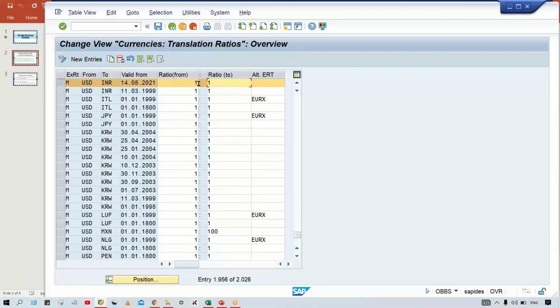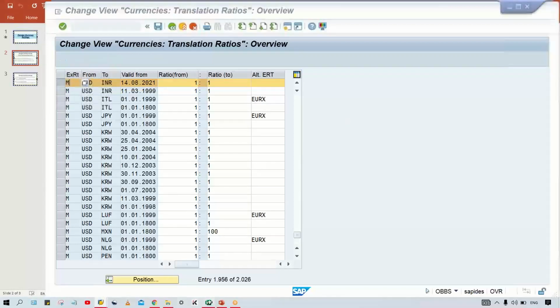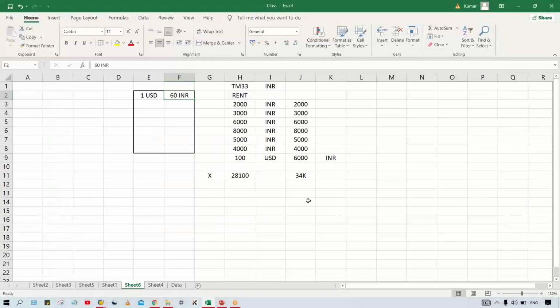What is the logic behind that? Apart from this, I entered exchange rate type. What is the logic behind this M, guys? Pretty simple. Say for example, now, let's suppose, again, the thing is, what do we have to do, guys? Okay, so I'll just do one thing.